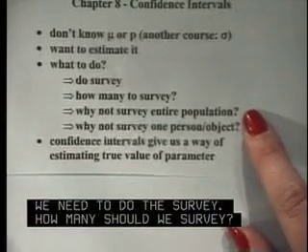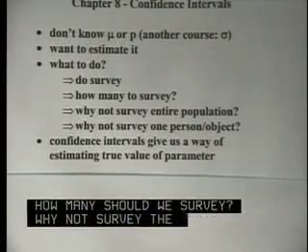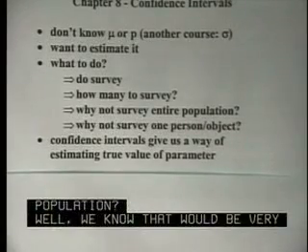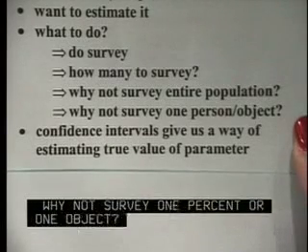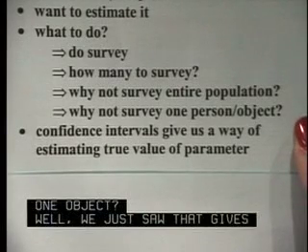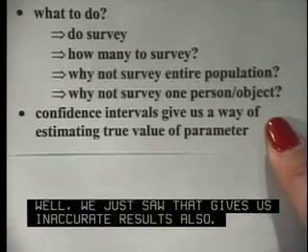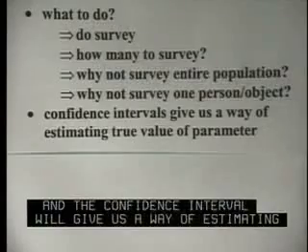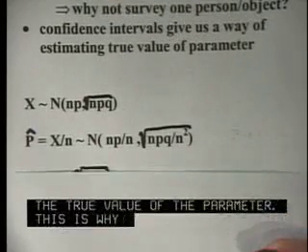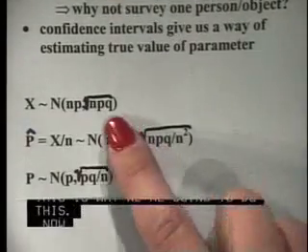Why not survey the entire population? Well, we know that that would be very unrealistic. Why not survey one person or one object? Well, we just saw that that gives us inaccurate results also. And the confidence interval will give us a way of estimating the true value of the parameter. And so this is why we're going to do this. Now let's look at a proportion first.